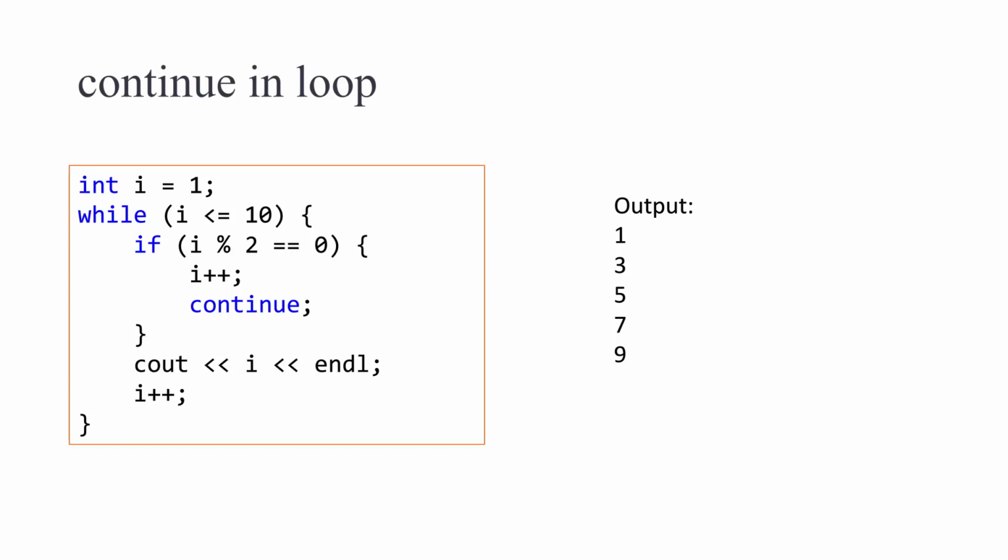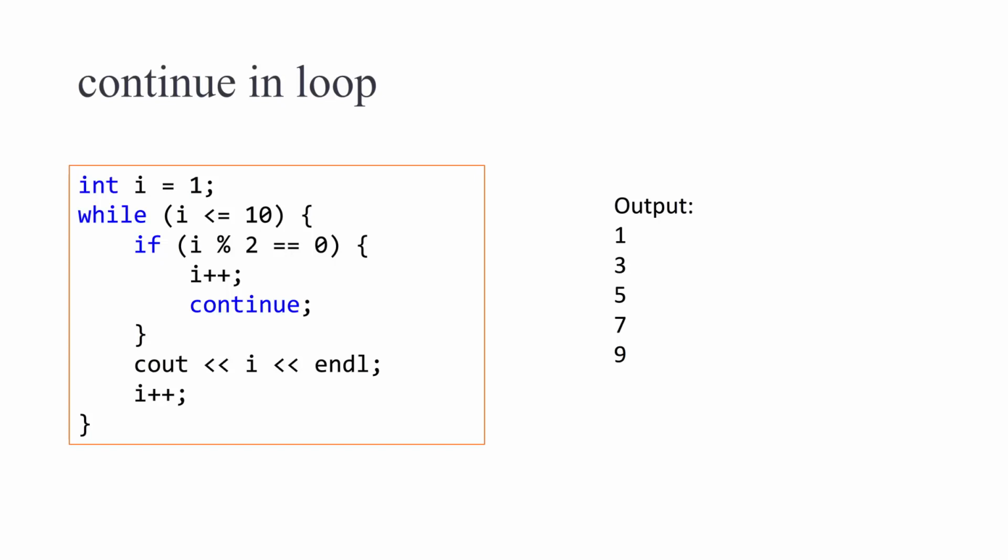The loop starts with i initialized to 1. On each iteration, the loop checks if i is even by using the modulo operator. If i is even, i increases by 1, and then the continue statement is executed, and the loop skips over the rest of the code block, which includes cout << i and i++, and moves on to the next iteration.